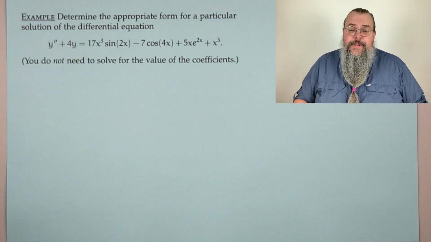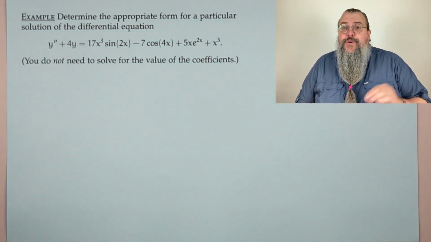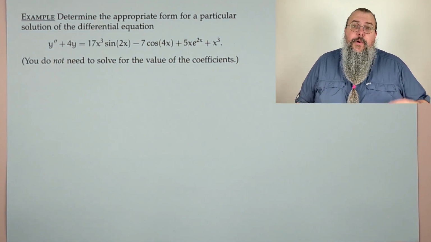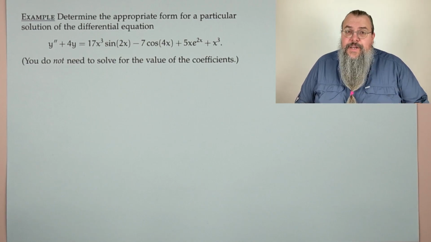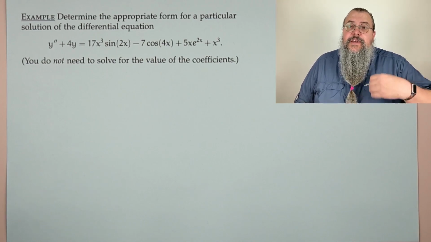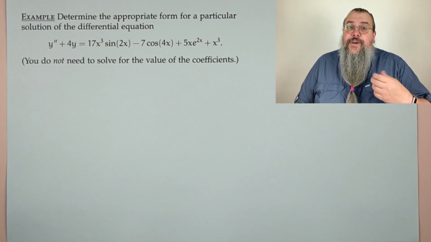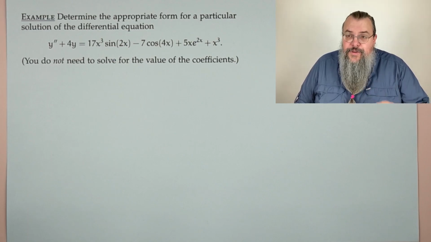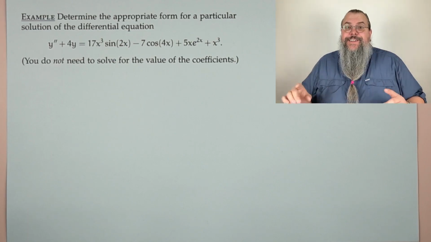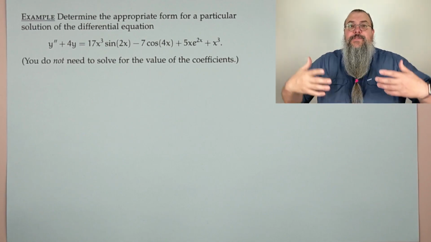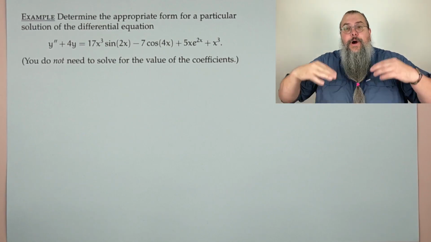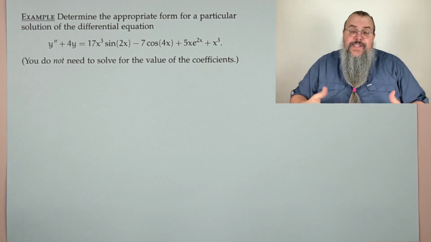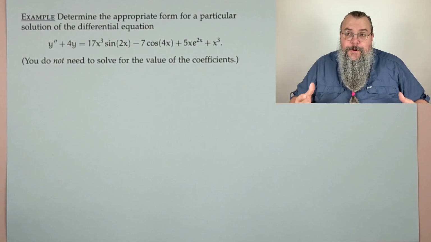So now let's look at the following example. Determine the appropriate form for a particular solution of the differential equation y double prime plus 4y is equal to 17x cubed sine 2x minus 7 cosine 4x plus 5x e to the 2x plus x cubed. You do not need to solve for the value of the coefficients. So in other words, we're not going to find y sub p, but we're going to find what it is up to the coefficients. So again, this is practice in, can you get the right form?